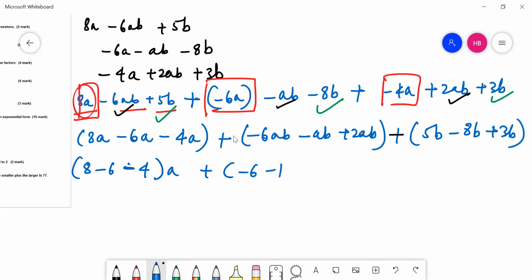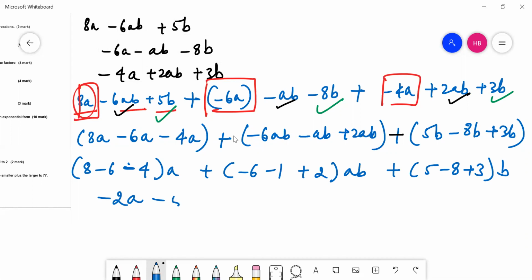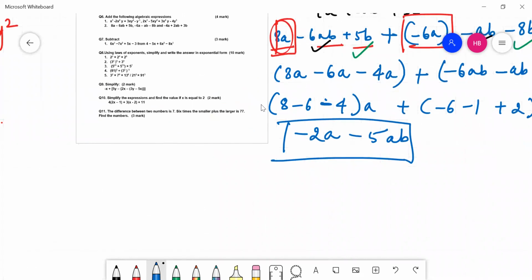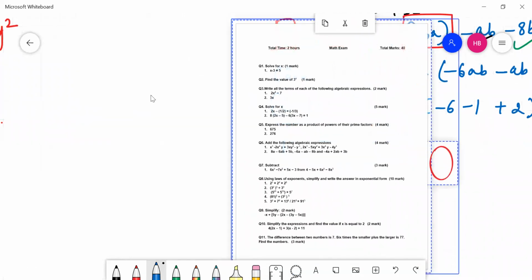(8 minus 6 minus 4) a plus (minus 6 minus 1 plus 2) ab plus (5 minus 8 plus 3) b, which will give you 8 minus 10, that is minus 2a. Here minus 7 plus 2 will give me minus 5ab. And here 5 plus 3 is 8, 8 minus 8 will give me 0. 0 into b will give me 0. So my final answer is minus 2a minus 5ab. That is my final answer. Let's see question number 7.